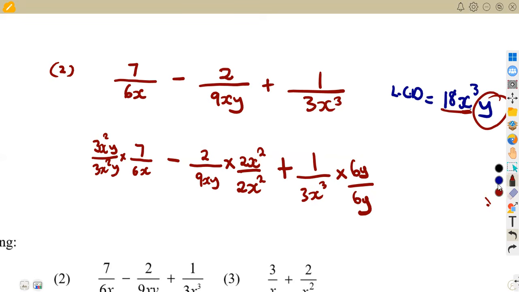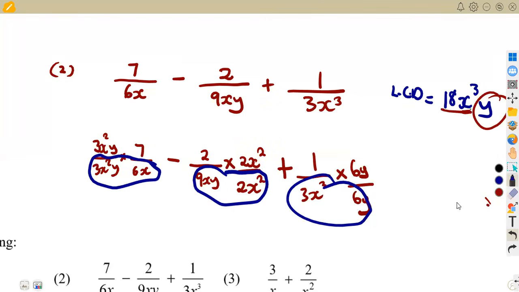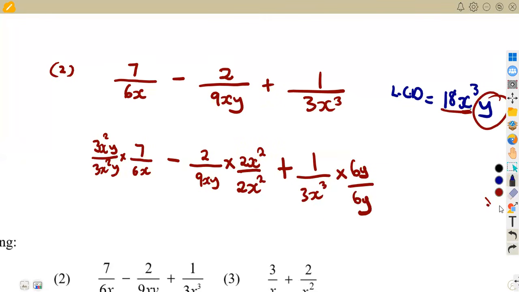So the purpose was making the denominators the same. So if we multiply these denominators here, we must have the same denominator throughout. Let's multiply and see. So you're going to multiply the numerators: 7 times 3, which is 21. So it's going to be 21x squared y over, if you multiply 3 times 6, which is 18, x squared times x, which is x cubed, y like that.